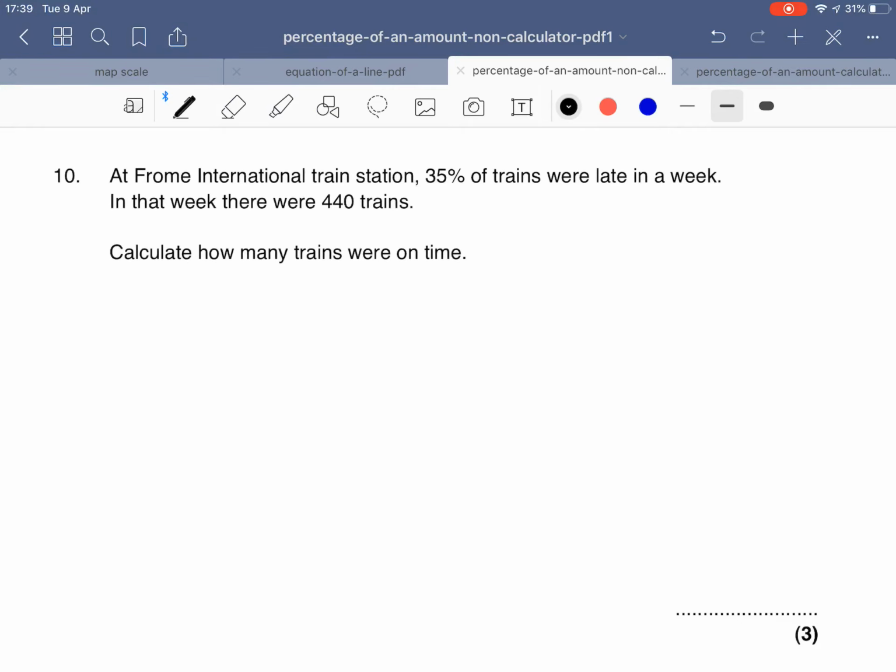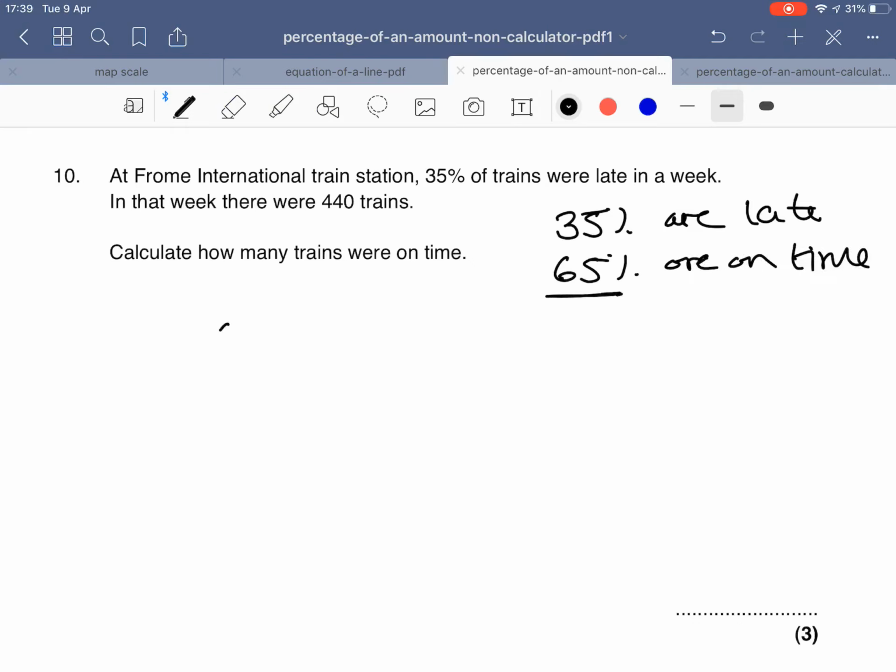Okay, at a train station, 35% of trains are late. In that week, there were 440 trains. How many were on time? Well, if 35% are late, that means 65% are on time. So we need 65% of 440 trains.